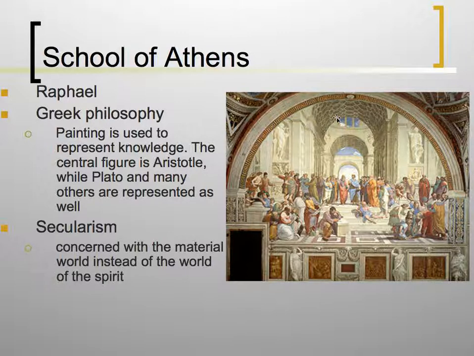Another interesting thing about this is this painting has perspective. You can see there's a vanishing point. It looks 3-dimensional. That is a very, very important Renaissance technique. You can always differentiate a Renaissance painting because it has 3 dimensions, while medieval painting only had 2 dimensions. So secularism, they're concerned with the material world.